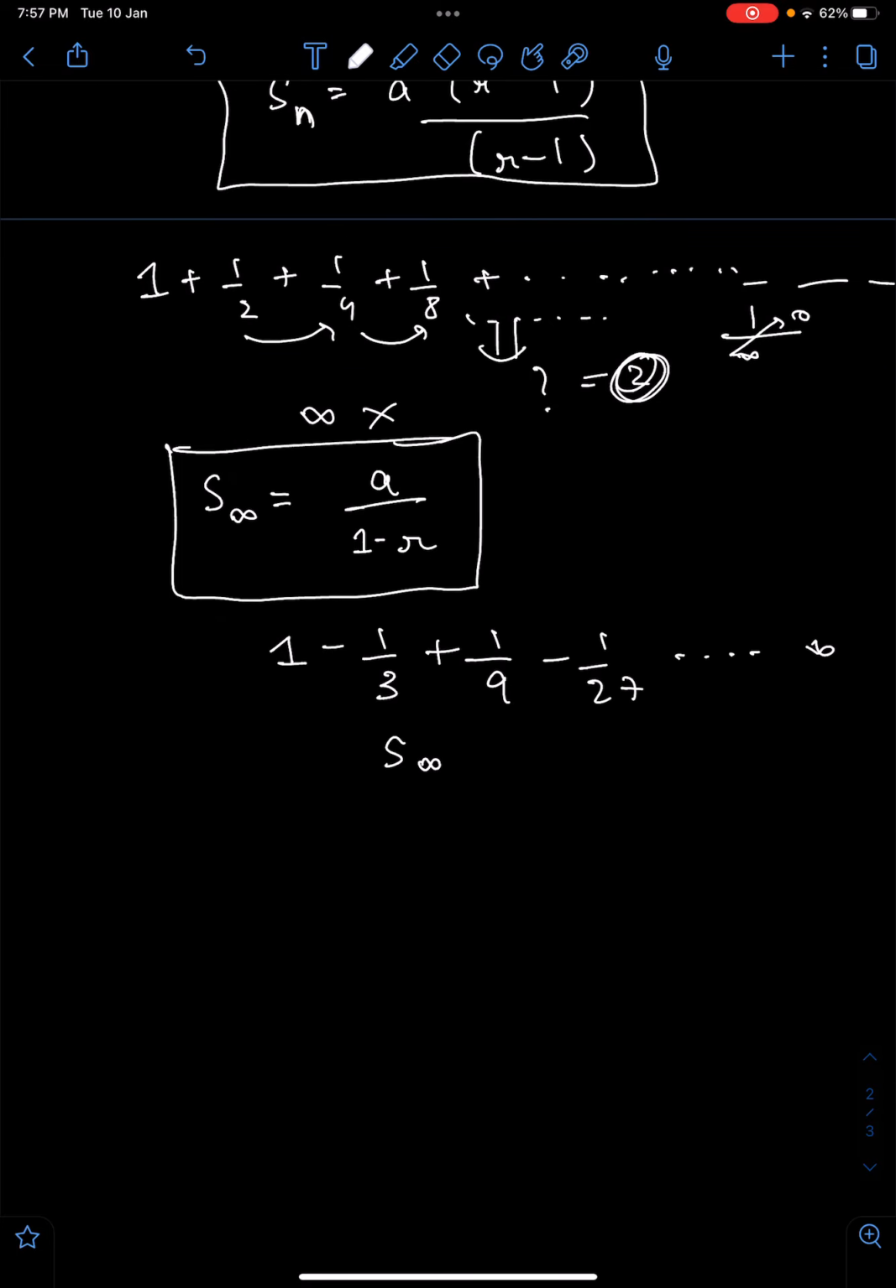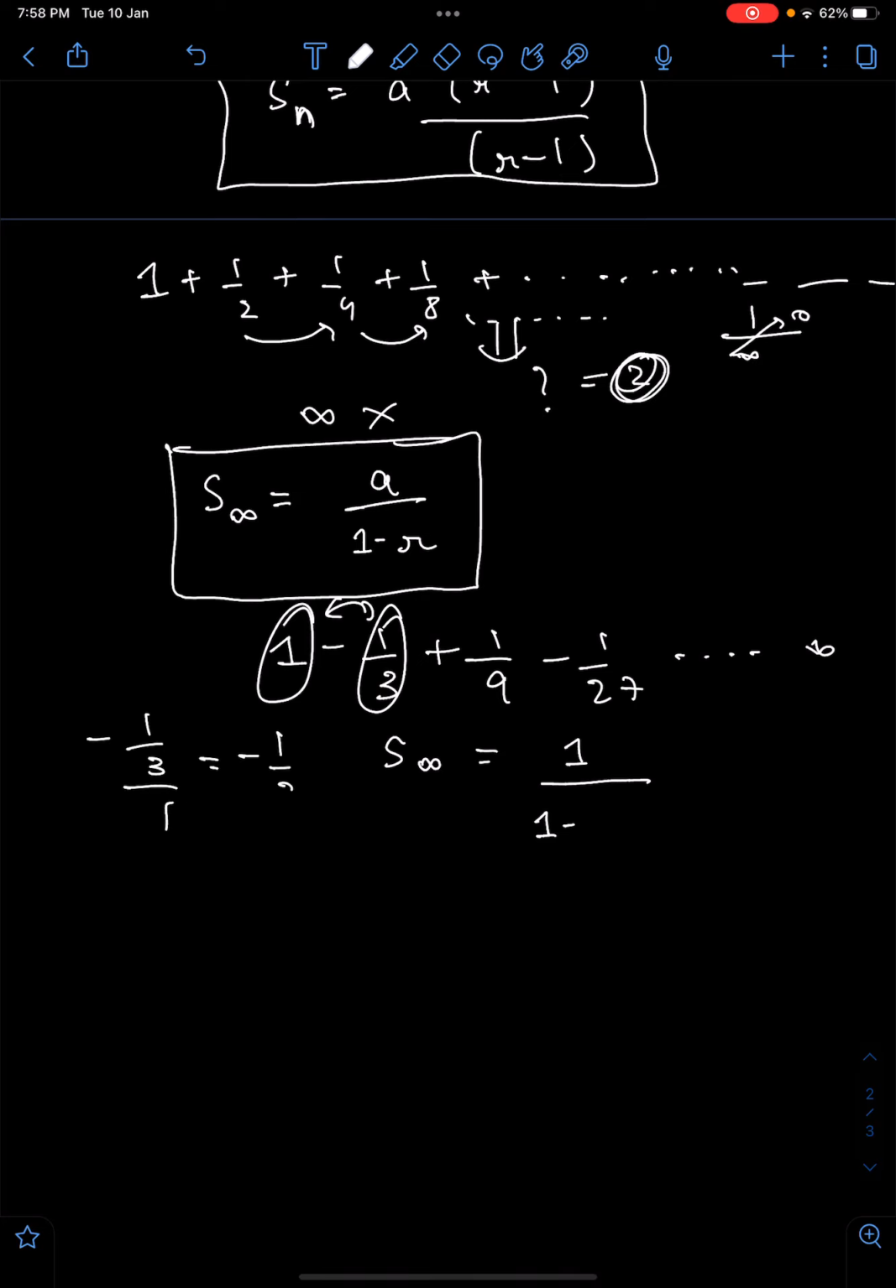So I hope you guys have tried this problem by now. So now this will be 1 upon 1 minus r. Now what is the common ratio for this? In order to calculate it, you can take any two consecutive terms and divide them. So this is minus 1 by 3 divided by 1, so the common ratio is minus 1 by 3. Suppose you took these two terms, 1 by 9 divided by minus 1 by 3. You'll get the same result, minus 1 by 3. So what is r for this? Minus 1 by 3.